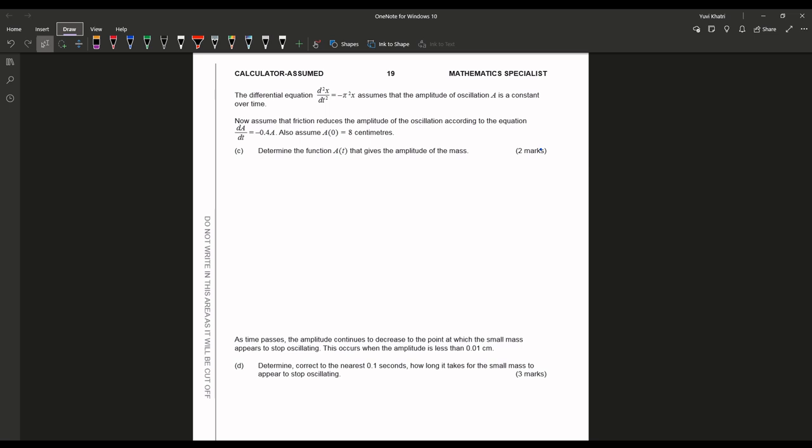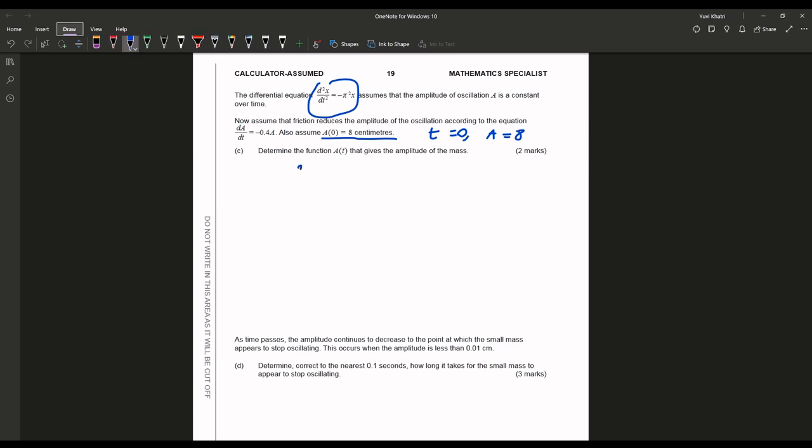Now part C says, the differential equation of this assumes that the amplitude of oscillation is constant over time. Now assume that friction reduces the amplitude of oscillation according to this differential equation right here. Also assume that A0 equals 8 centimeters. So at t equals 0, A equals 8. Part C. Determine the function A(t) that gives the amplitude of the mass. So for this, we just need to solve this differential equation right here.